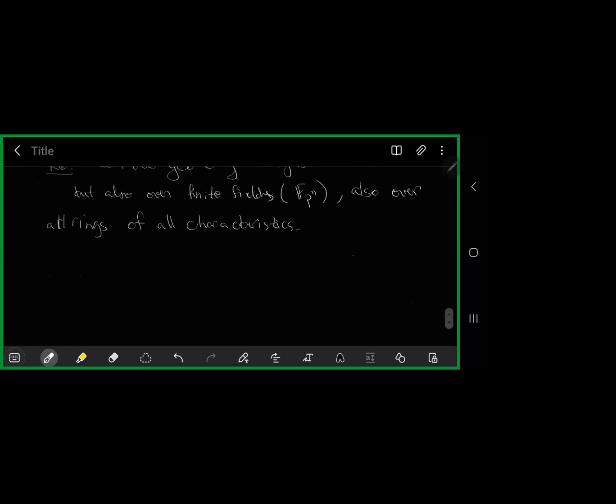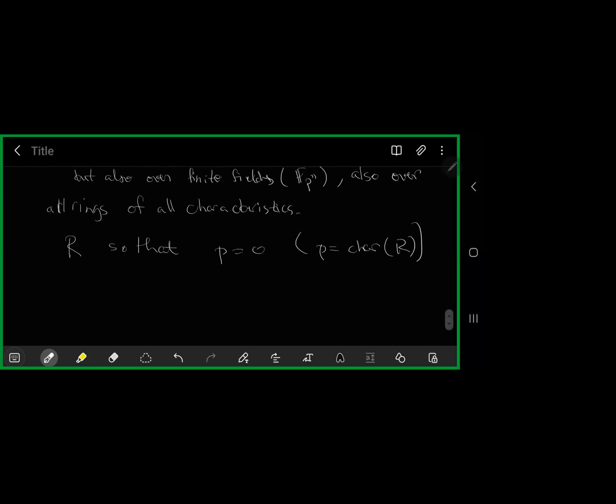Okay. Now, on the rings of positive characteristic, you have this map. So let R be a ring so that p is equal to 0. So p being a prime number, meaning that p is the characteristic of the ring. And I can do the following map: x goes to x to the p.